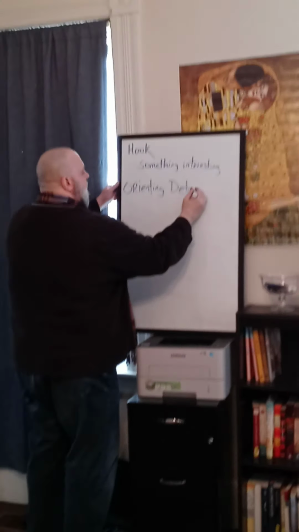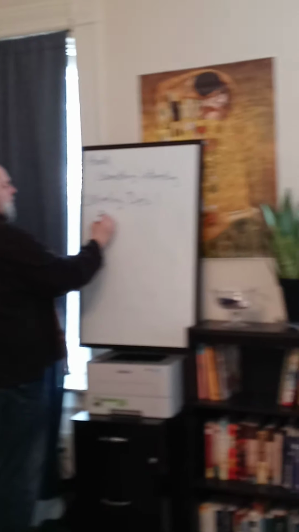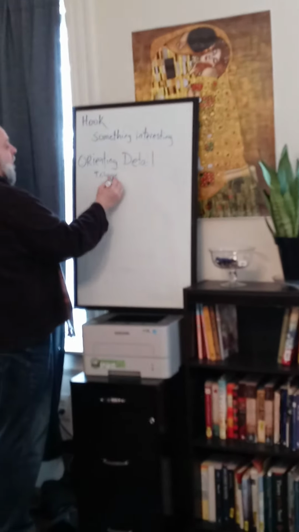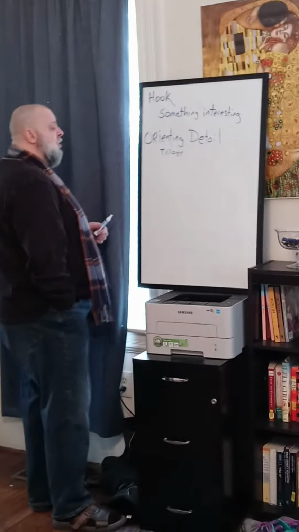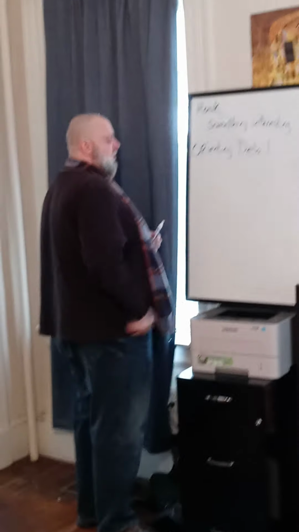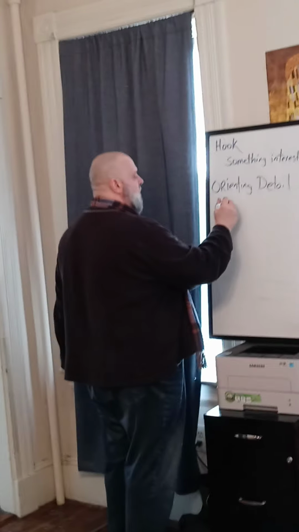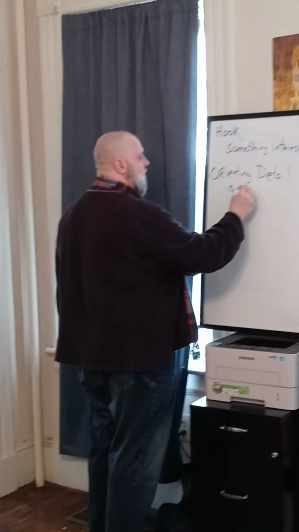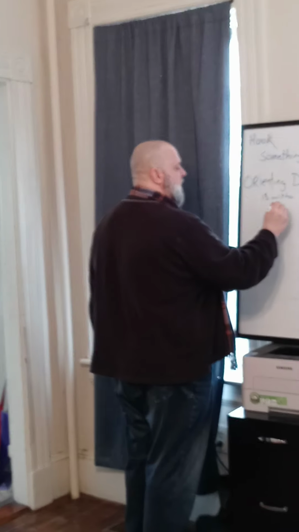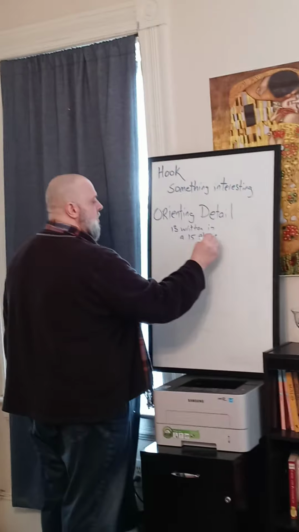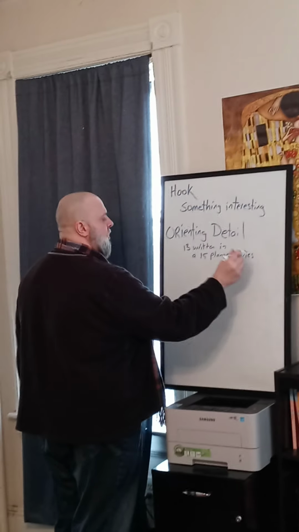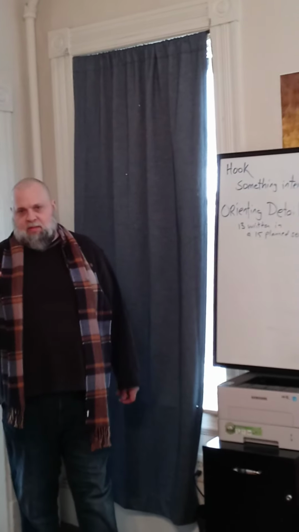The next section of your introduction is the orienting detail. So, Aaron, tell me about the book. What is it, Wings of Fire? You said it's a trilogy? It's not a trilogy. There's going to be 15 books. Right now there's only 13. Holy crap. There are 13 written books and a 15 planned series. Okay, so they've got you hooked for the long haul. All right, what happens in the first book?